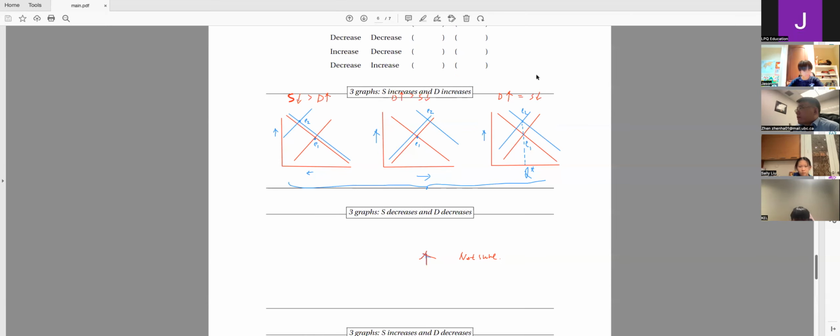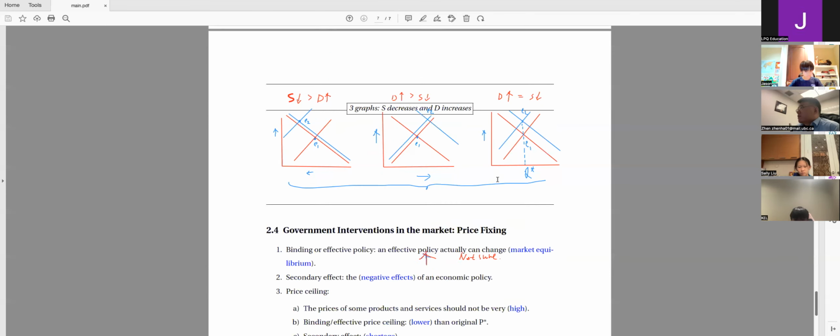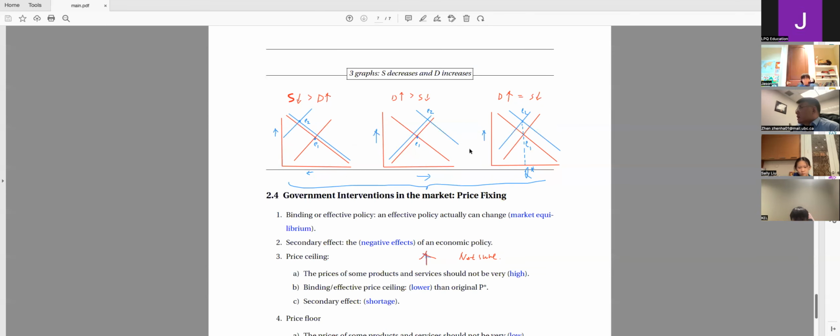Okay, I will do all the others. So this is a note. This is the last group. Okay, guys, I copied these three graphs into the last box. Okay, in the last box. Finish.